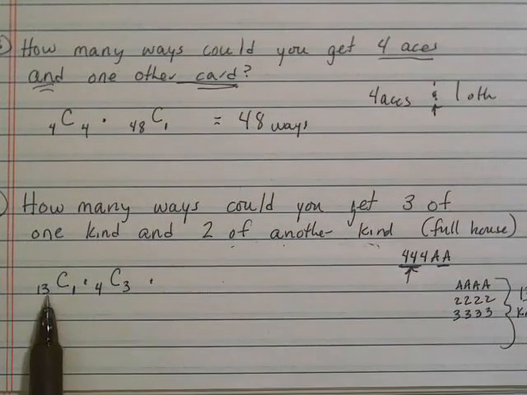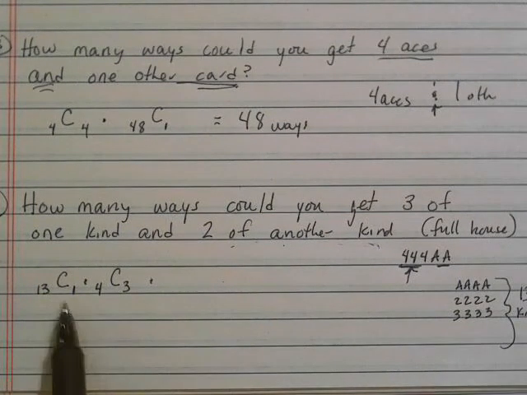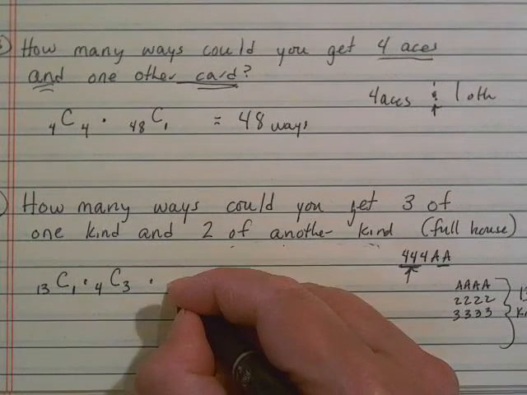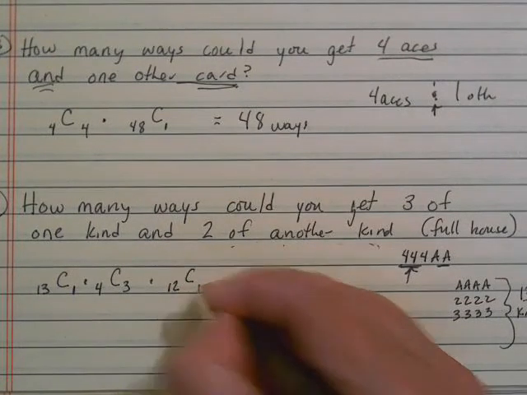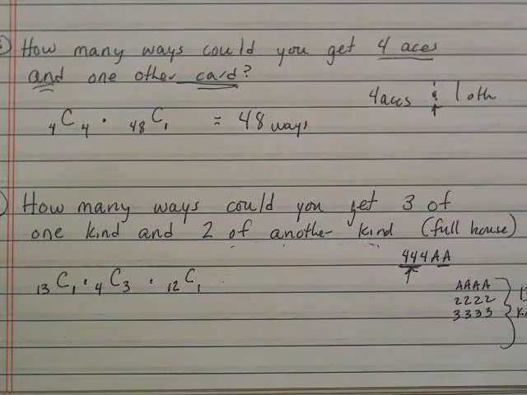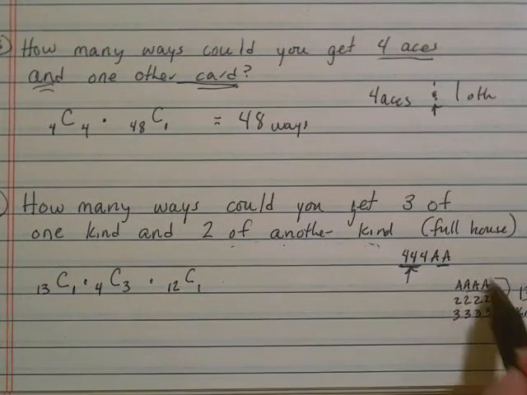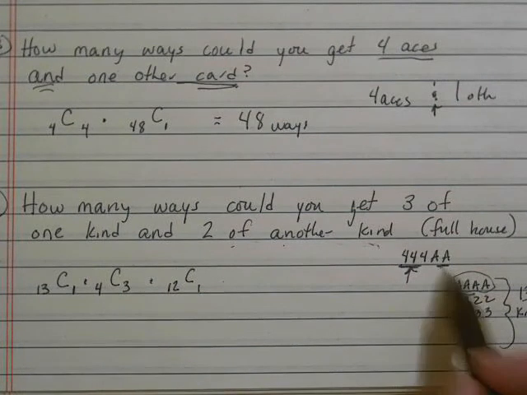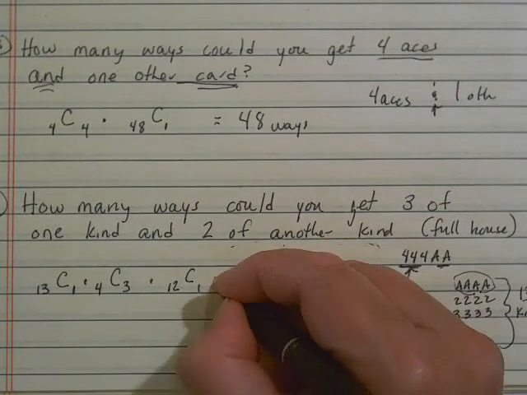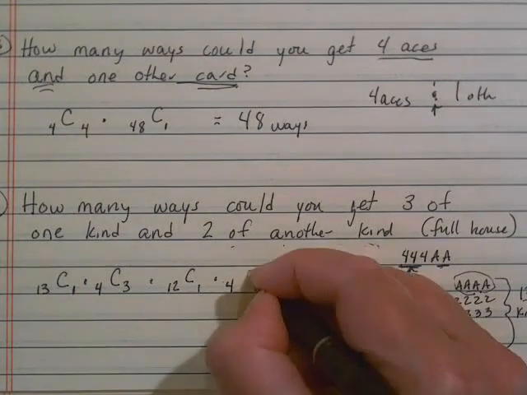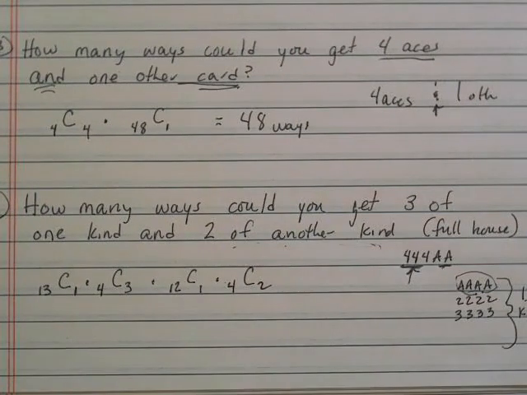If I've already chosen one kind here, how many kinds are left? Well, if there's 13 kinds and I already chose one of them, for the second kind of card, I only have 12 to choose from. And I'm going to choose one of them. Now, of that particular kind of cards, there are 4 cards, and this time I only want 2 of the 4. So I'm going to take that times 4, choose 2.